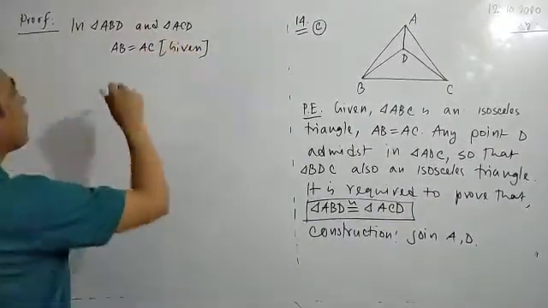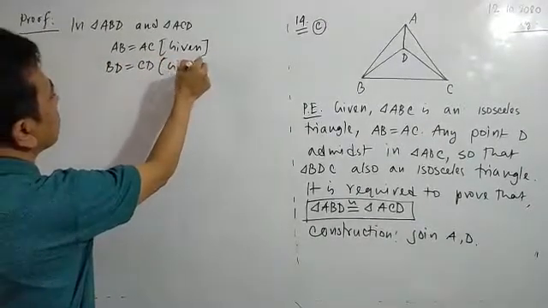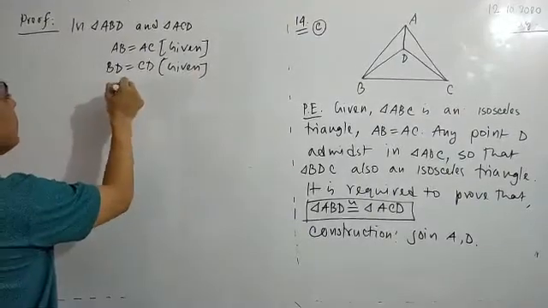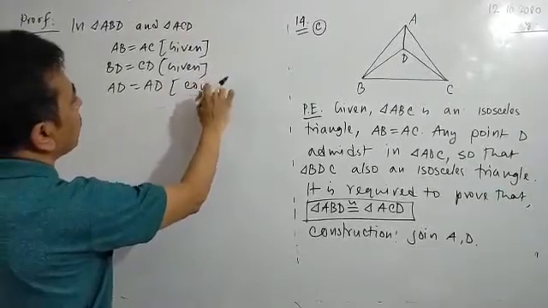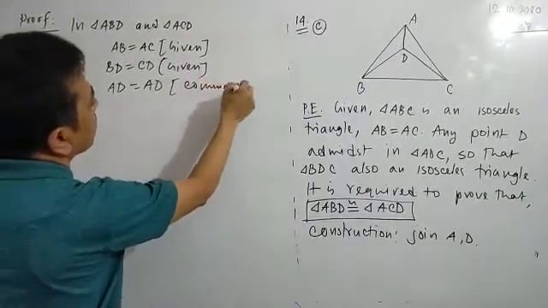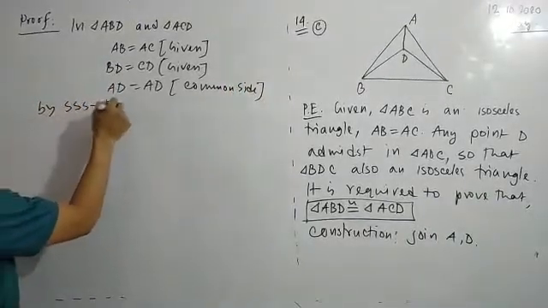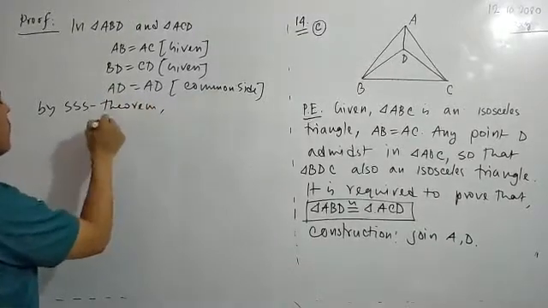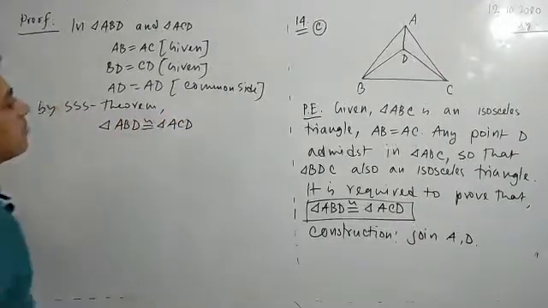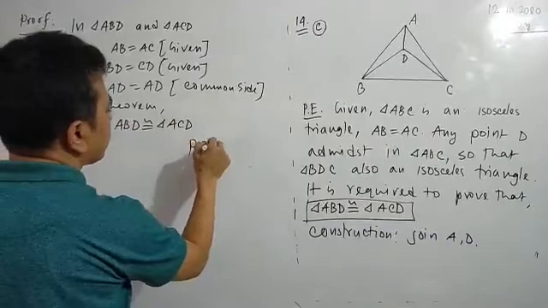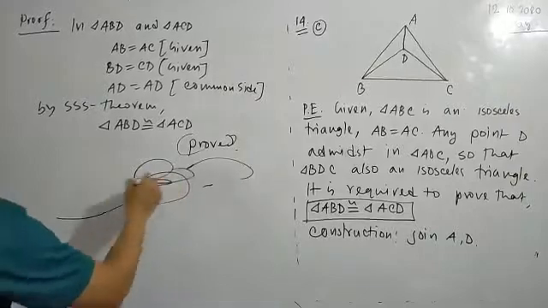Given in the question, BD equals CD. Given. AD equals AD, common side. Okay, so by the SSS theorem, triangle ABD is congruent with triangle ACD. That is our requirement. Okay, thank you so much.